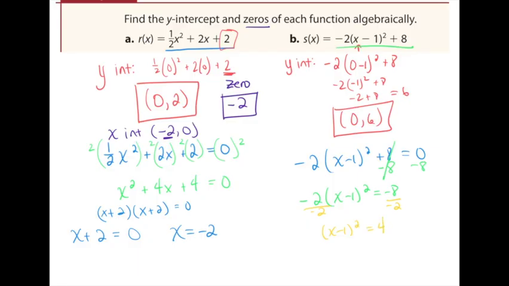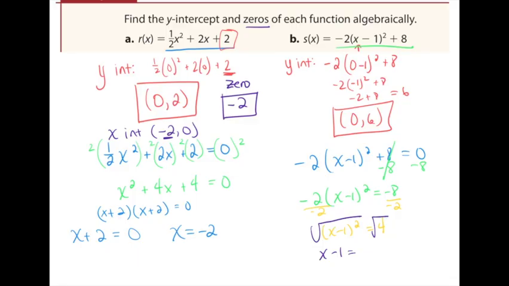So how do I get rid of a square? If I'm trying to solve for something, what do I do to both sides if something is squared? Yeah, I'm going to take the square root. So I'm going to take the square root of this side and the square root of that side. To get rid of a square, you take a square root, right? So on the left-hand side, it actually just cancels out that square. I just have x minus 1. On the right-hand side, what is the square root of 4?